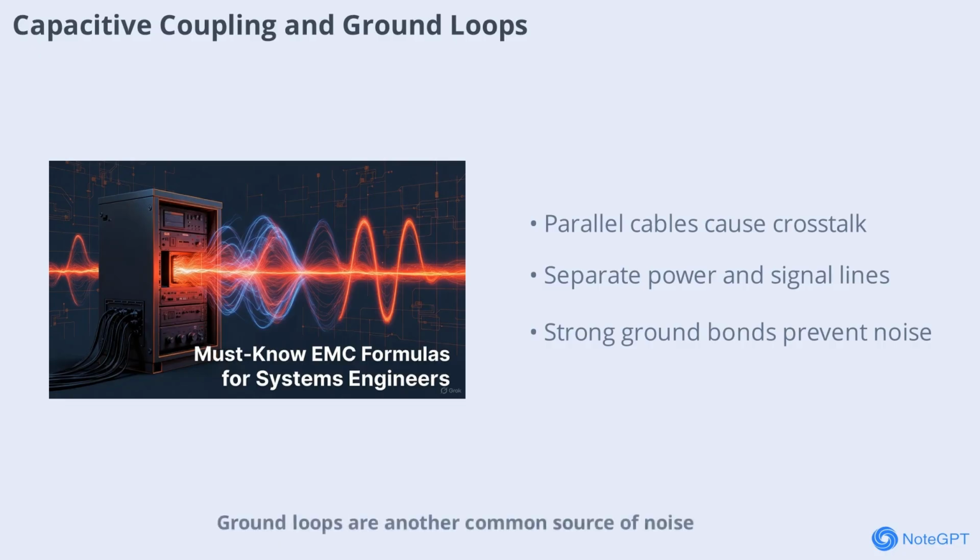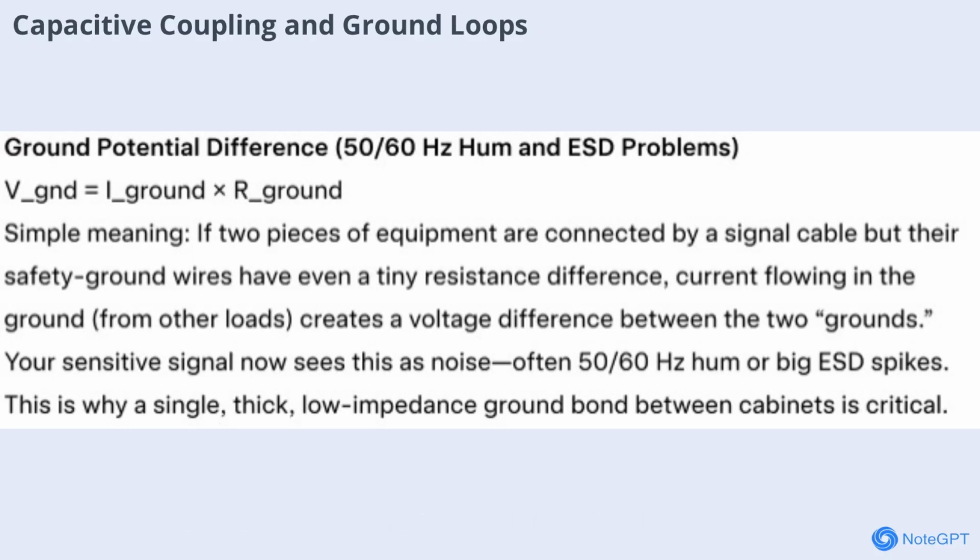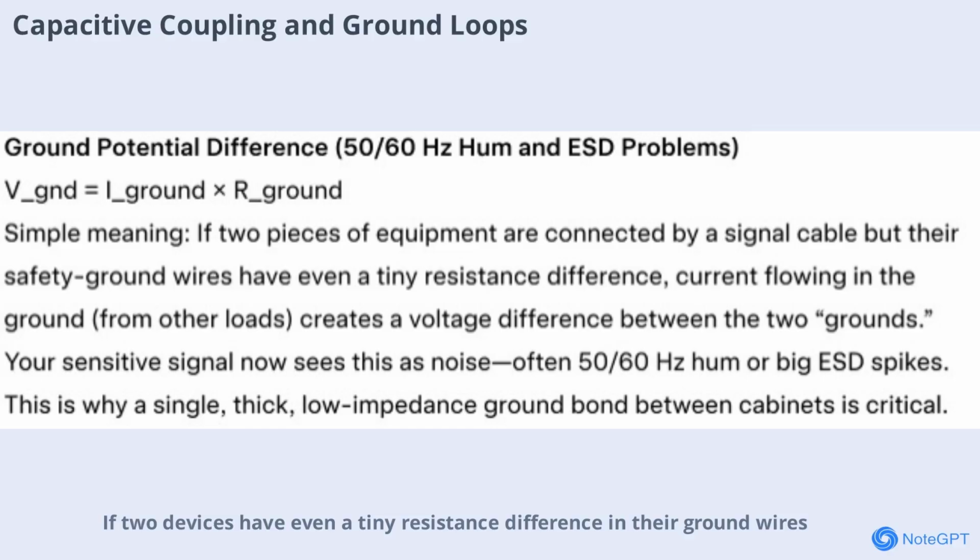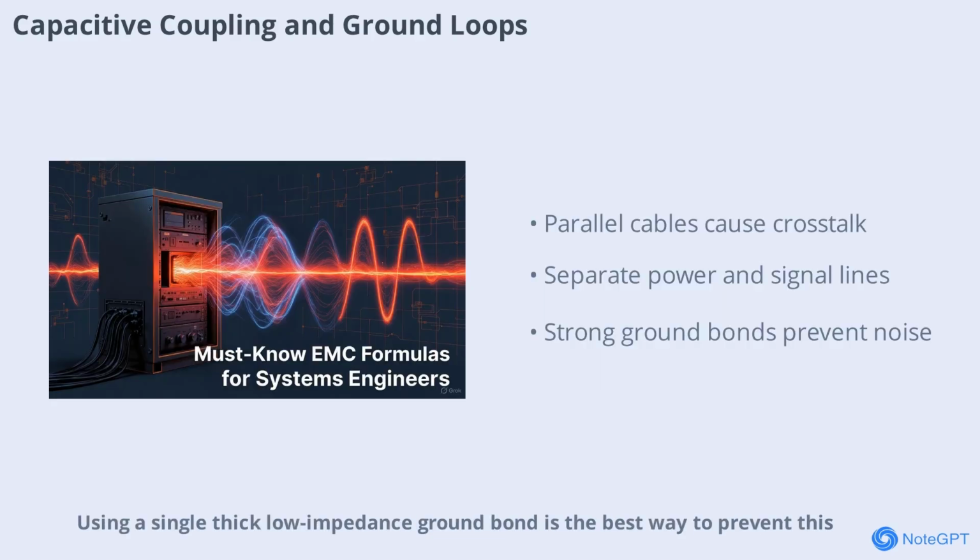Ground loops are another common source of noise. If 2 devices have even a tiny resistance difference in their ground wires, current flow can create a voltage difference, leading to hum or ESD spikes. Using a single, thick, low-impedance ground bond is the best way to prevent this.